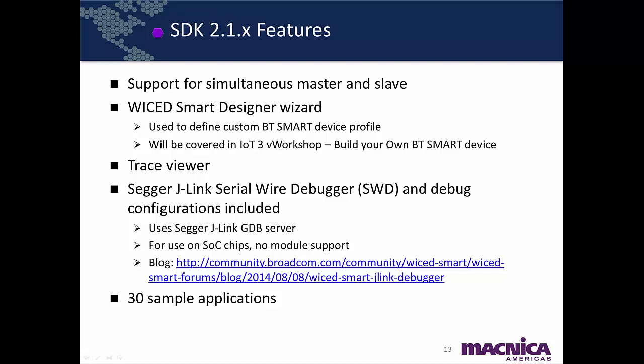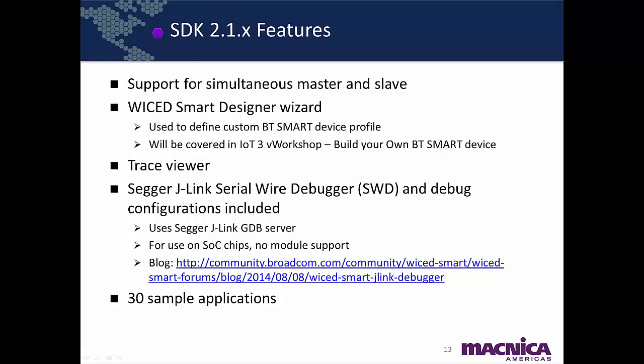The details of this wizard will be more thoroughly explored in the third IoT workshop entitled Build Your Own BLE Device. The Trace Viewer is an integrated serial console that is used to capture trace debug information that is coded into your application by use of printf-like function calls. I will demonstrate this capability later on in this workshop.